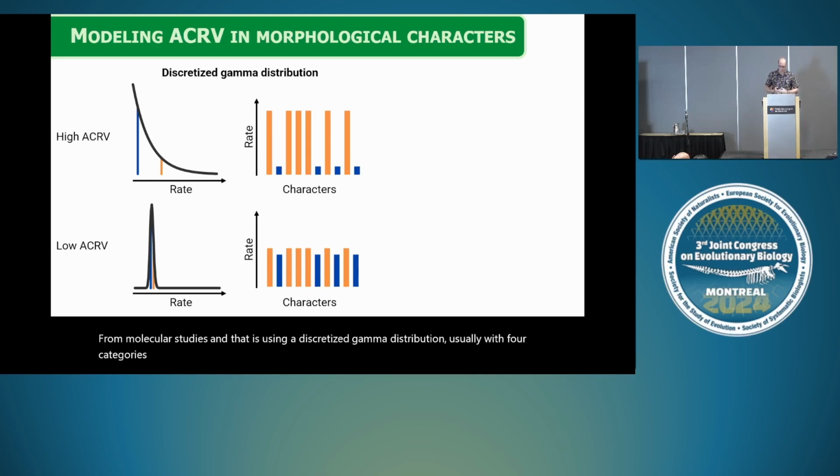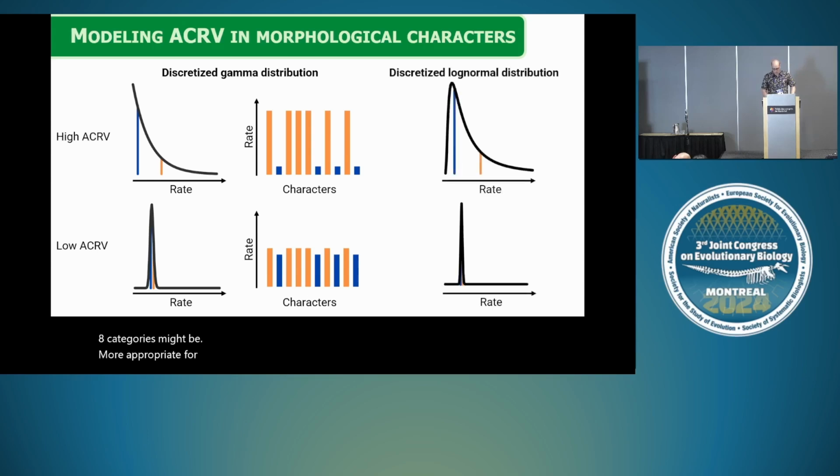Here I'm showing you an example with only 2 categories, and you can get an idea of how that works. The distribution can show a lot of among character rate variation or very little among character rate variation, and if you have two rate categories, all the characters are assigned to either one rate or the other. If you have 4 categories, they are assigned to 4 different rates. And we saw in the previous talk that maybe a higher number, like 8 categories, might be more appropriate for morphological datasets. And I have to say that people have also used for morphology a discretized log-normal distribution, again working pretty similarly to the discretized gamma distribution.